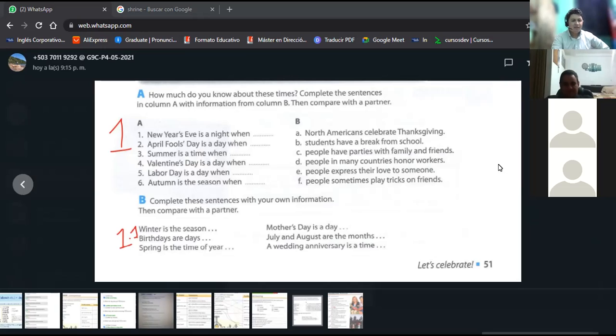Let's take an example. July and August are the months. Yeah, we don't do anything. Ah, Semana Santa. August, no. Divino Salvador del Mundo. Santa Ana. Yes, correct. July is the month when Santa Ana celebrates their festivities. And in August is when people in San Salvador celebrate their festivities.